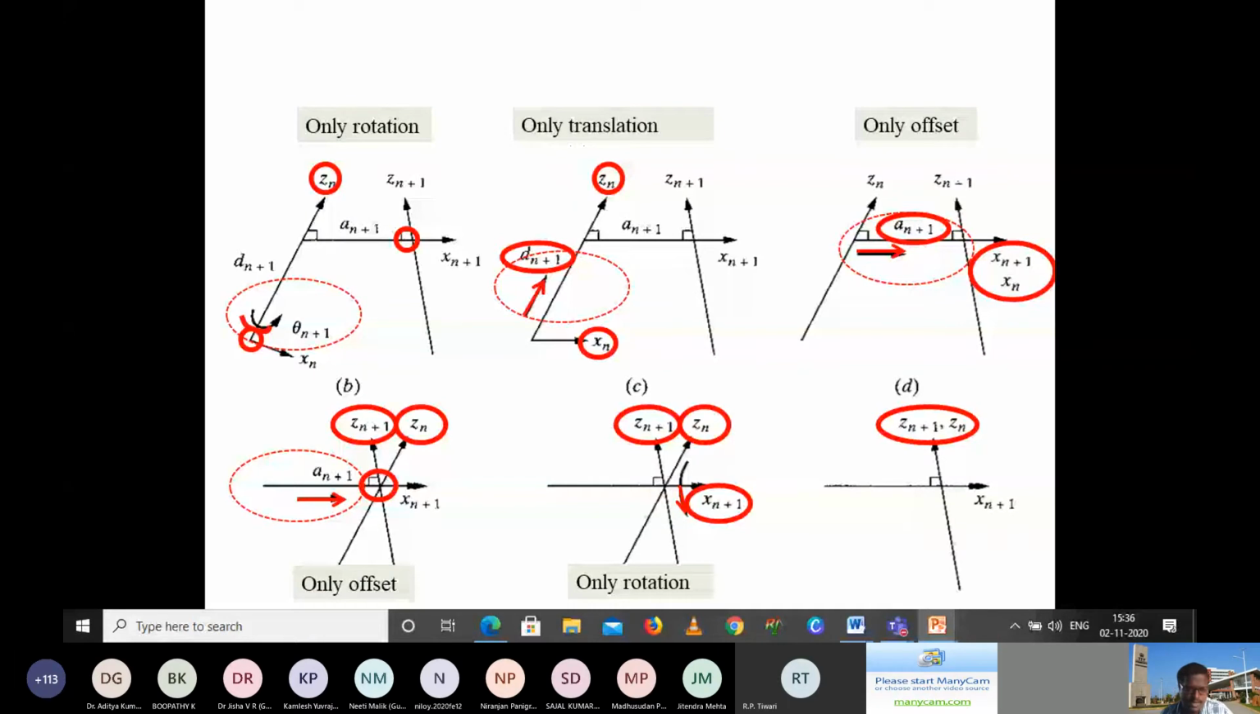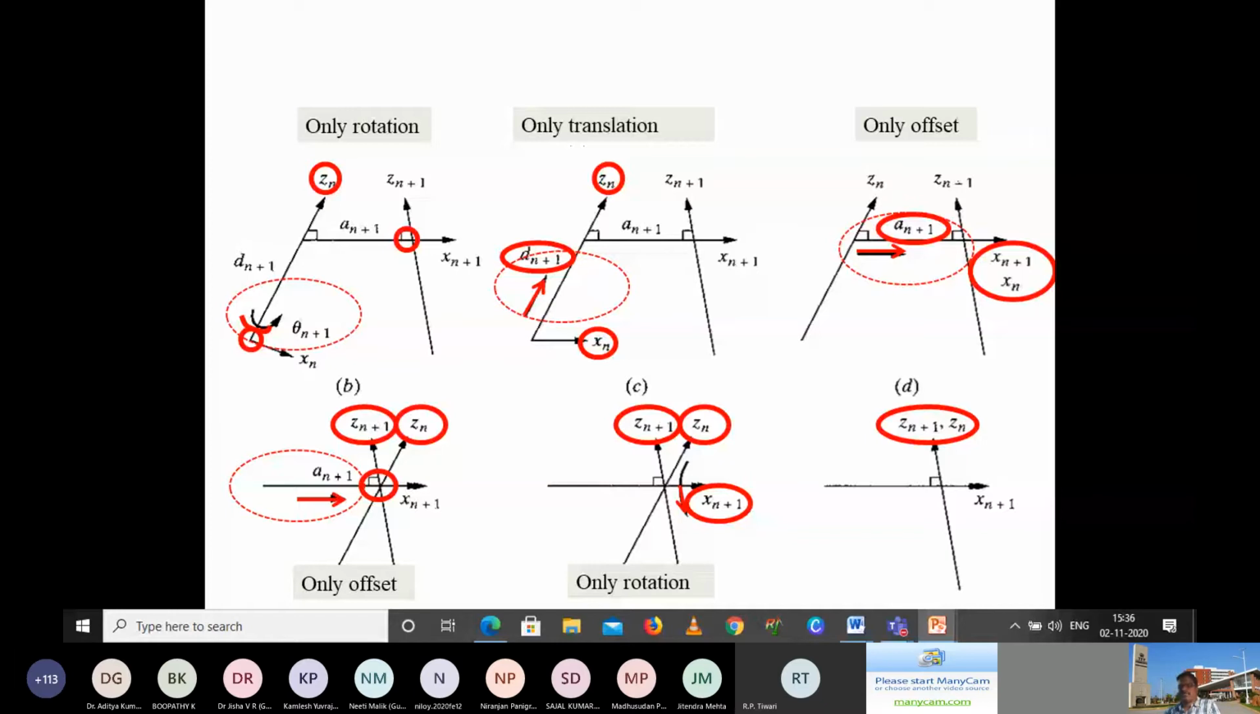Only rotation is about the Zn axis, that is theta n plus 1. Only translation is along the Zn axis, that is dn plus 1. Only offset is along the xn and xn plus 1 axis, that is an plus 1. And only rotation about the x-axis, that is the alpha value. And then the last one is the two joints are aligned.